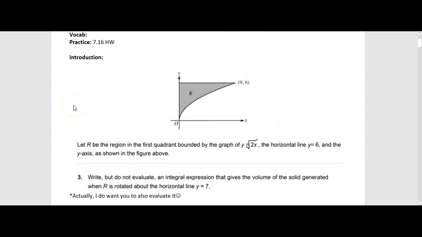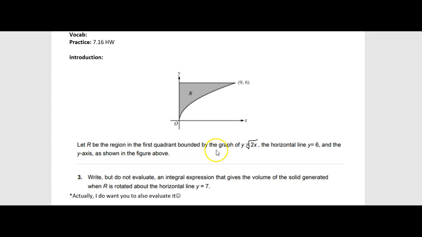It says, let R be the region in the first quadrant bounded by the graph of y equals the square root of 2x, the horizontal line y equals 6, and the y-axis as shown. Write, but do not evaluate, an integral expression that gives the volume of the solid generated when R is rotated about the horizontal line y equals 7. And we are going to evaluate it, but it'll be one where we just punch into the calculator.